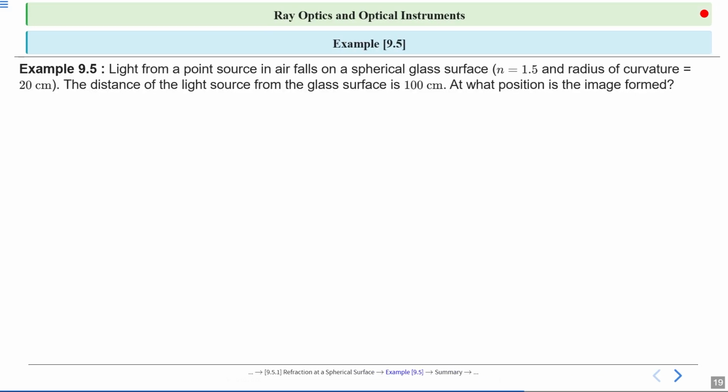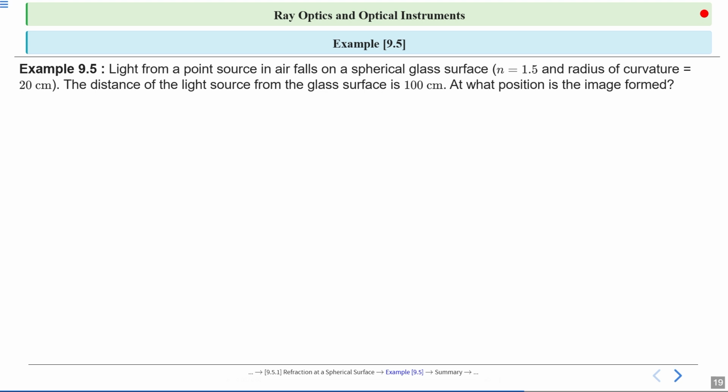So example 9.5: light from a point source in air falls on a spherical glass surface. n is given 1.5 and the radius of curvature is 20 centimeter. So light falls from a point source that is placed in air. That means n1 here is air, that is 1, n1 equal to 1, and n2 here is n, which is 1.5 for the spherical glass surface. The object is placed in the rarer medium. The distance of the light source from the glass surface is 100 centimeter. At what position is the image formed?